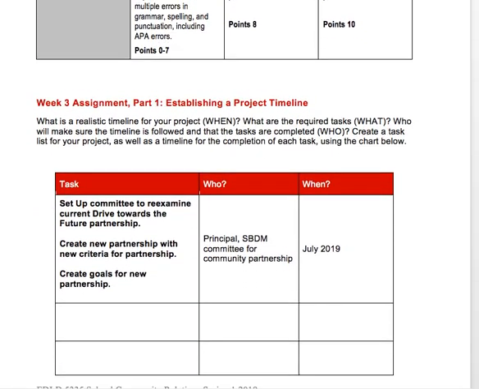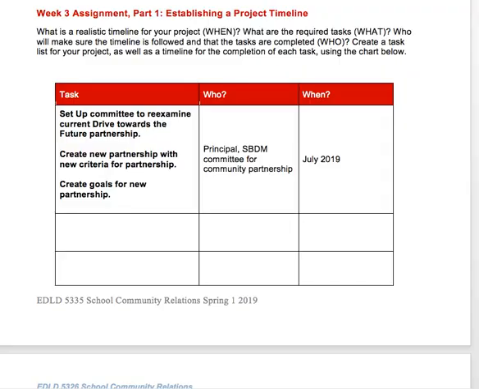So in part one, you're going to establish your timeline. So what's realistic for your timeline? What are the required tasks that you're going to be doing? Who's going to be taking care of that? And when do you think that task is going to be completed? The most important thing is realistic. When is this going to be starting, and when is it going to end, and is it realistic?